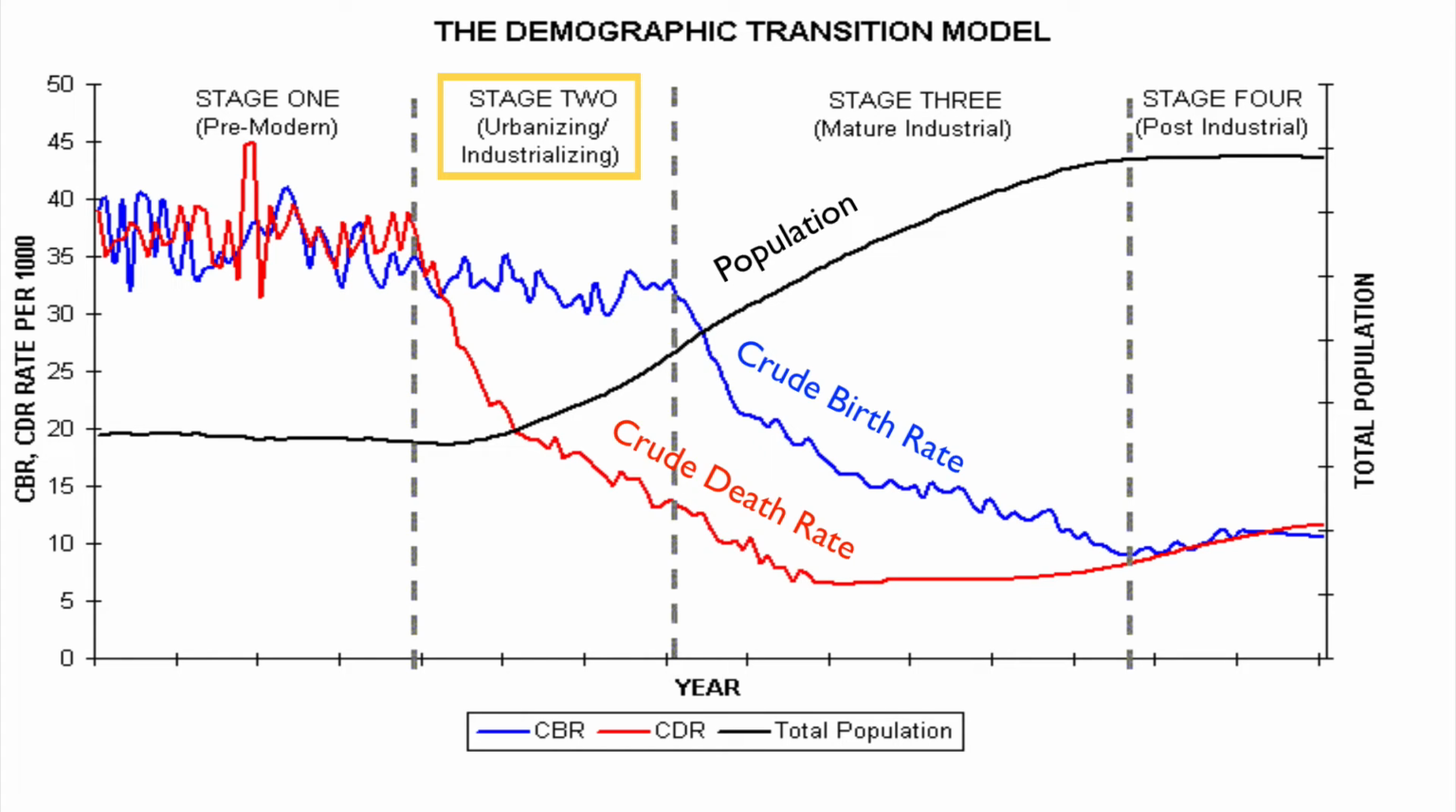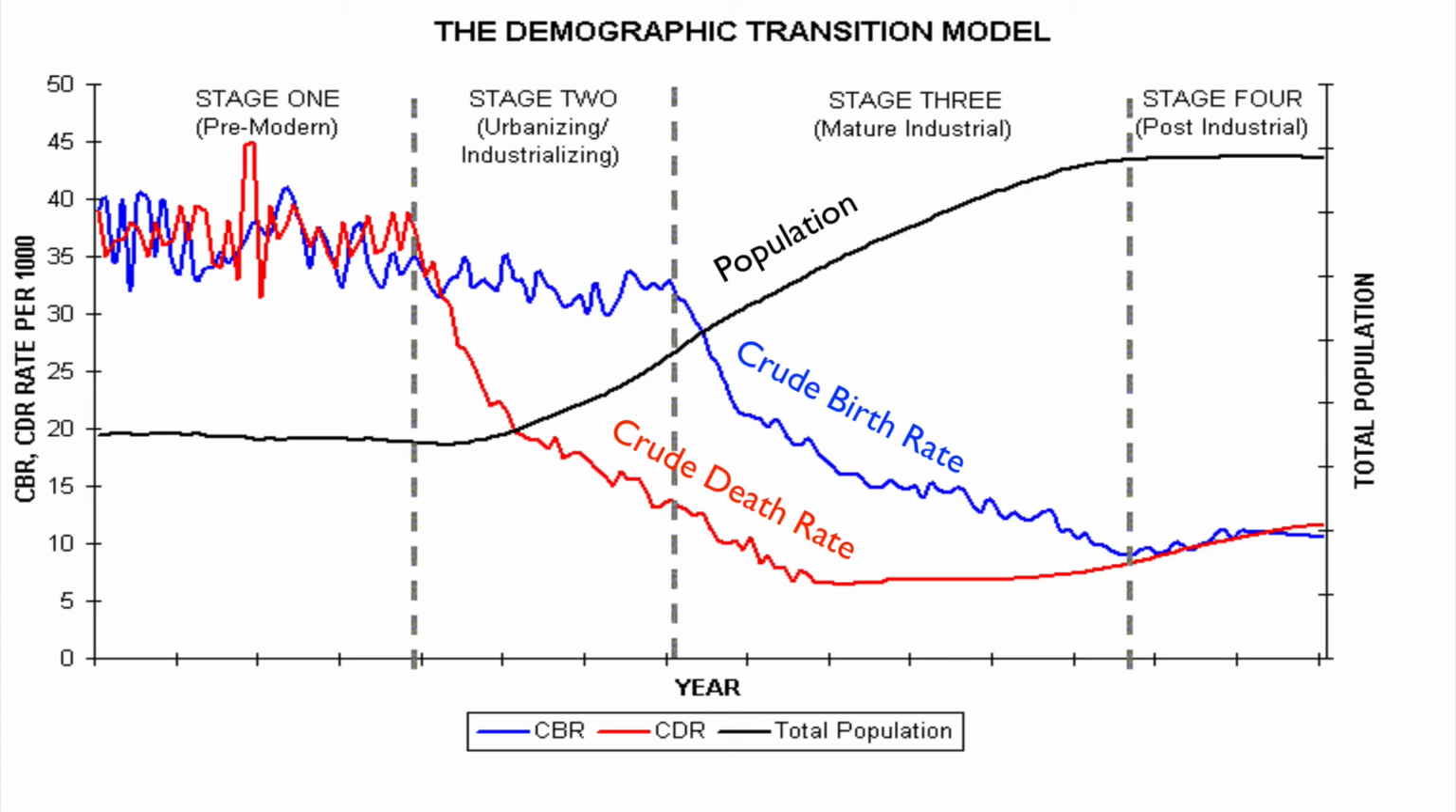Then we move on to stage 2. During this stage, the CDR drops a lot, but the CBR remains pretty similar. This is because of developments in things like medicine that prevent people from dying as much. Hence, there will be a huge burst in population growth, and population, that black curve there, will increase a lot.